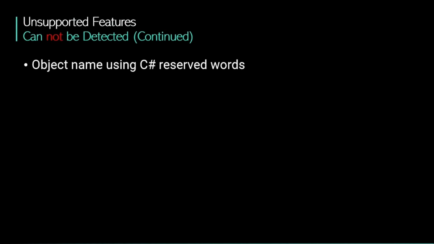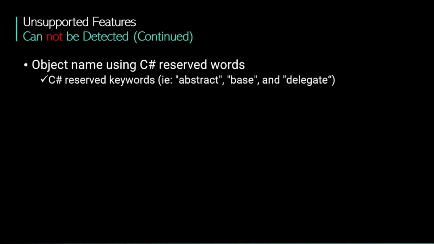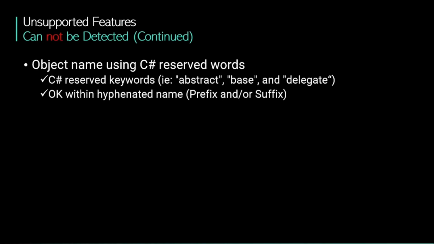Object names using the C# reserve words, for example, abstract, base, and delegate. However, that's really not a problem, because as long as you add a prefix or suffix to those names, they're not detected. It's the same thing in PowerBuilder. You can't use a PowerScript reserve word, such as open or close. But you can say, for example, an object name CB_open. Well, that's not a problem, because again, you use the open keyword, but the prefix allows the compiler to compile it okay. Same thing in PowerBuilder for ages.